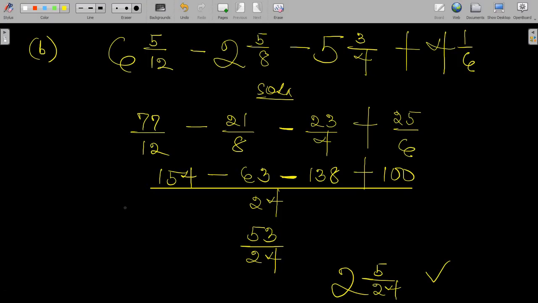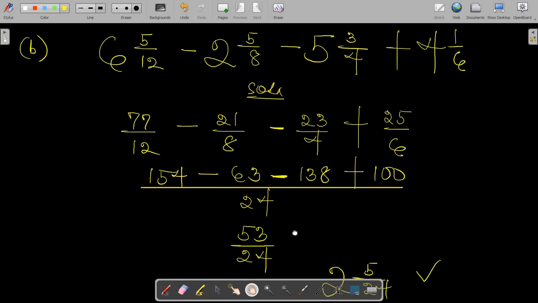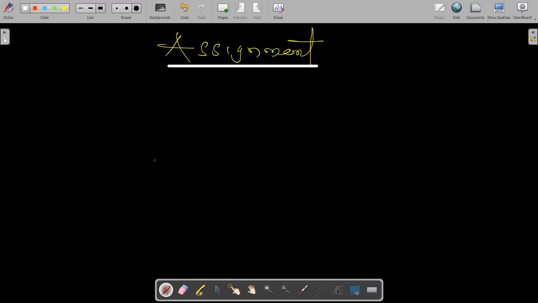So we have come to the end of today's class. But before we leave, I'm going to give an assignment as usual. So let's write our assignment for today's class. I'm going to give out 3 assignments. Please make sure that you solve and give me your answer in the comment section. These are the assignments.